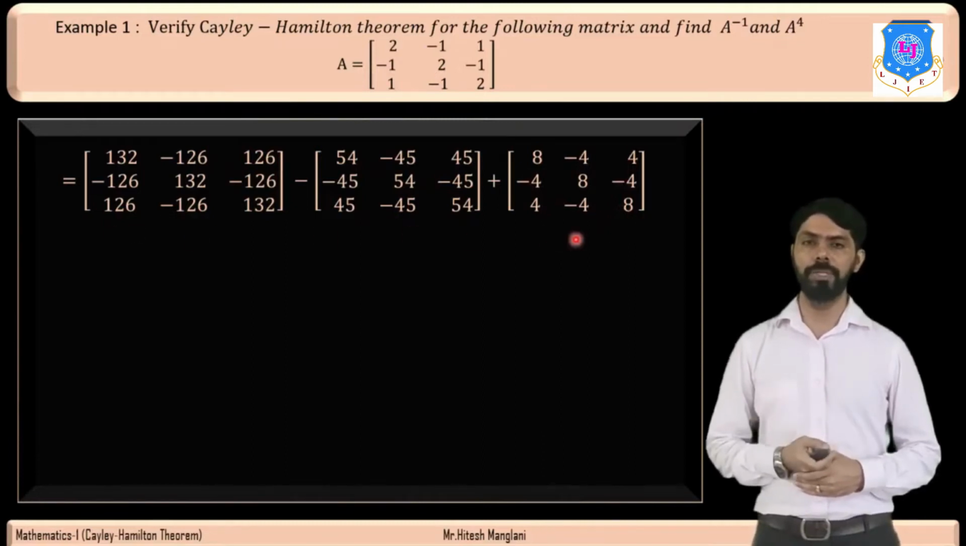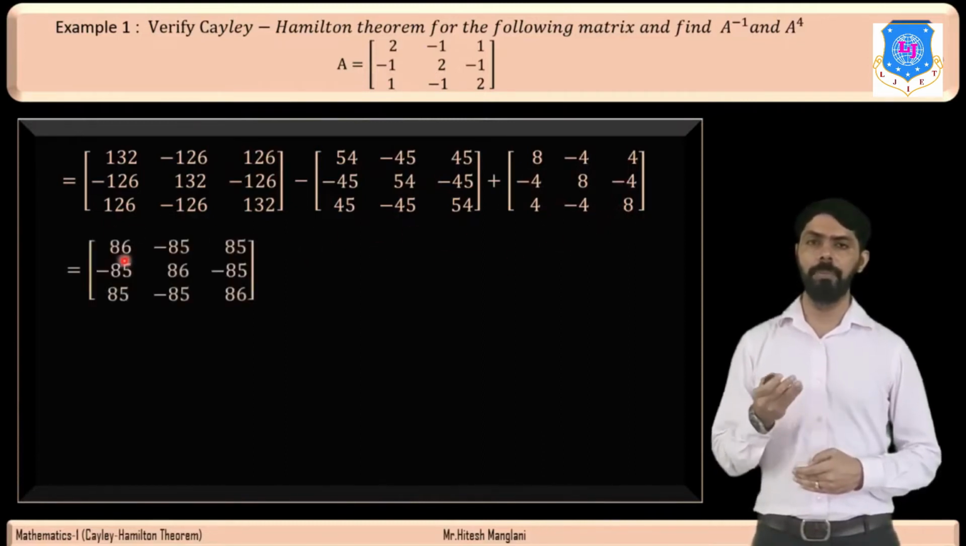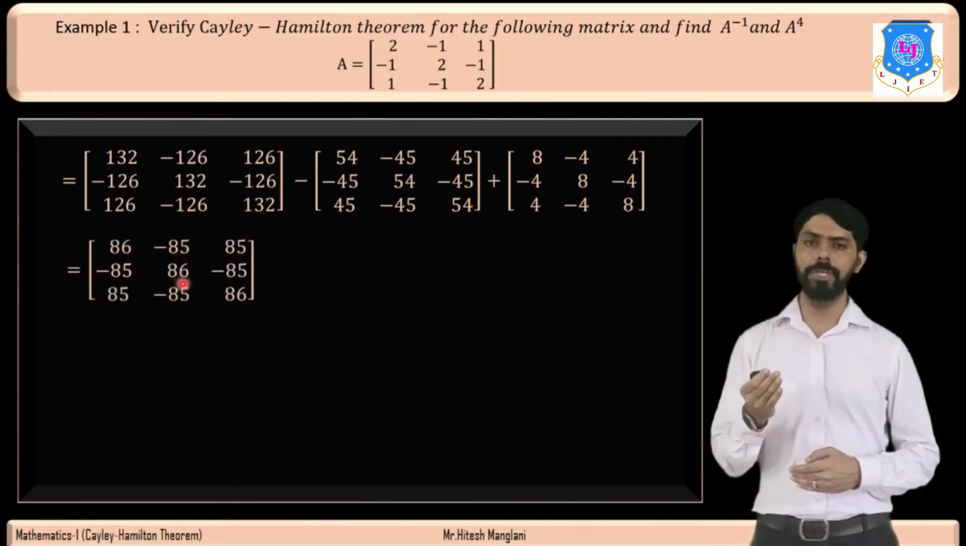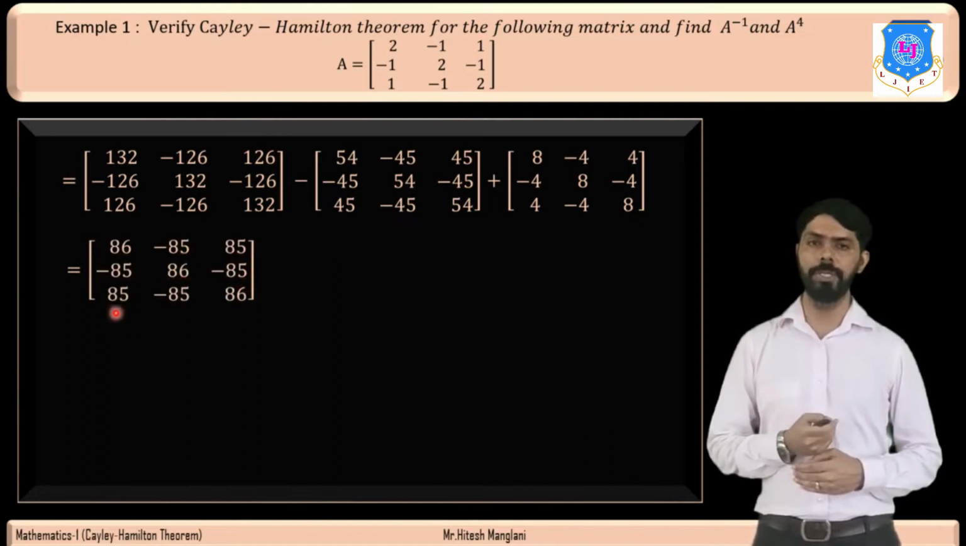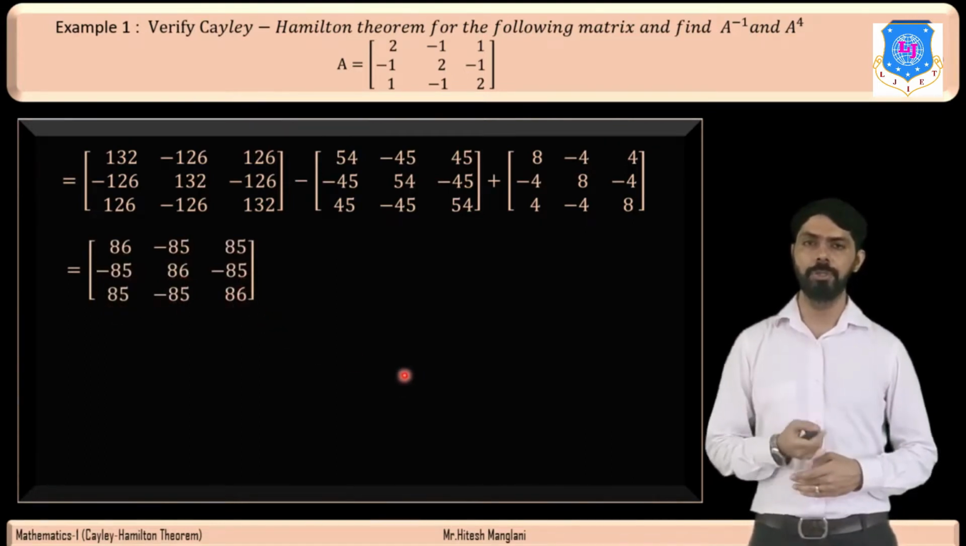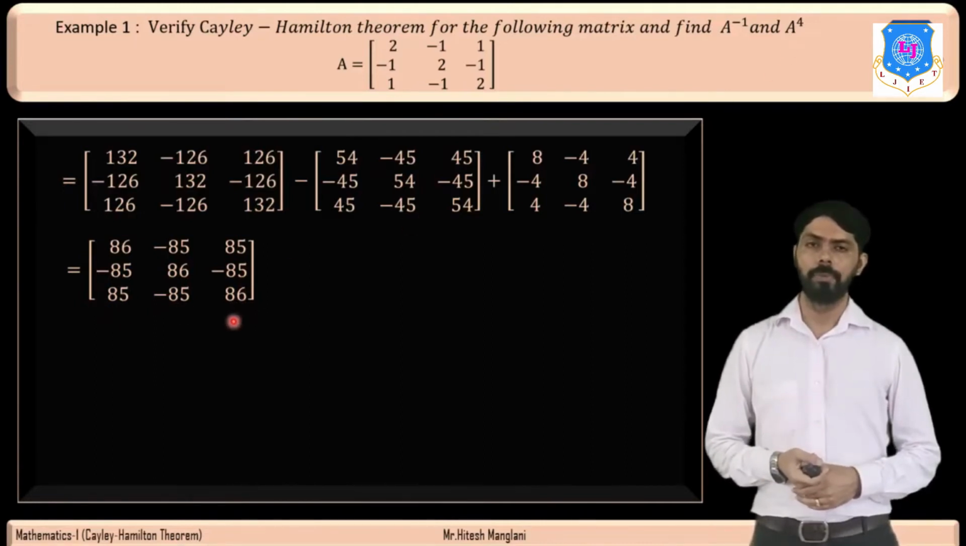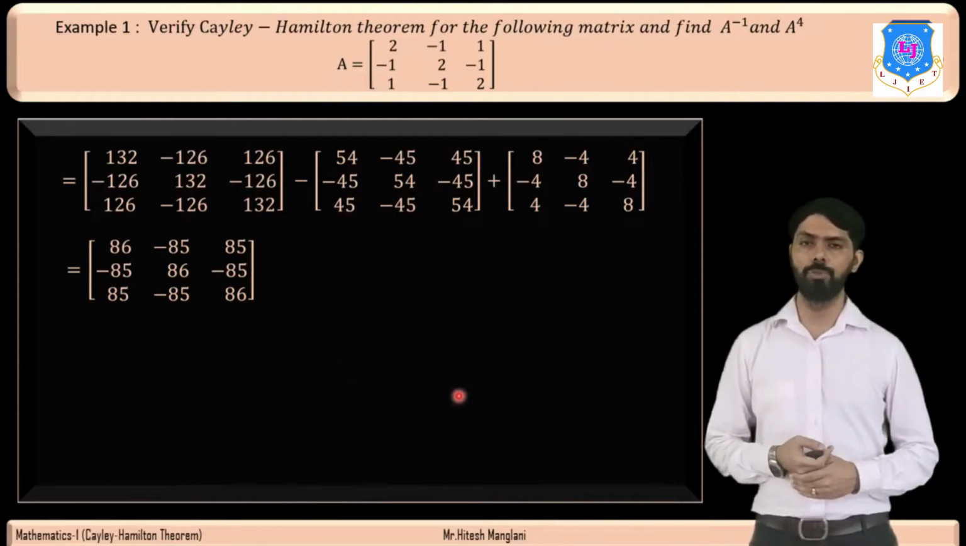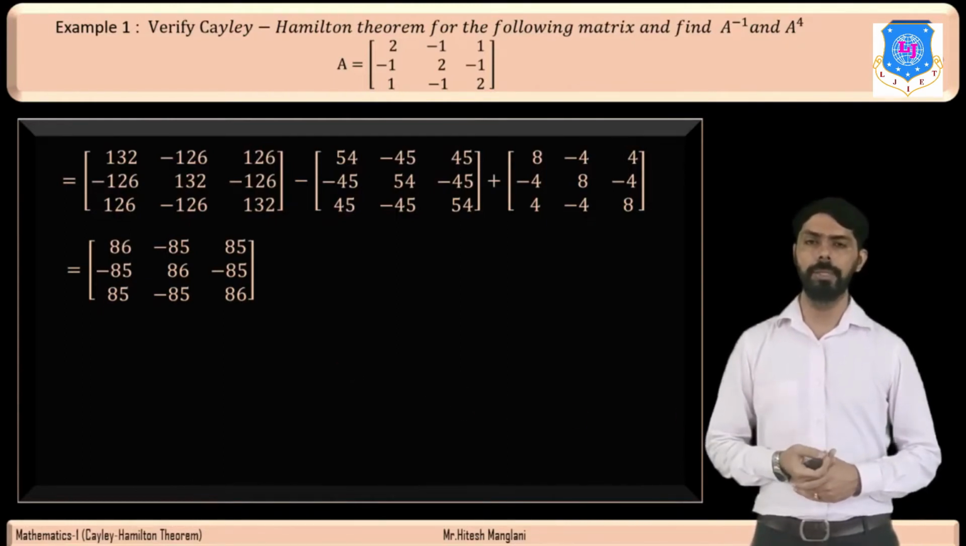So if we simplify this result, then it will be 86 minus 85, 85, then minus 85, 86 minus 85, then 85 minus 85, 86. So this is the answer of A raised to 4. So this is how we can find out A inverse and A raised to 4 using Cayley-Hamilton theorem.